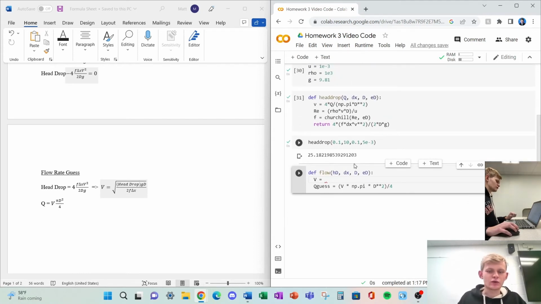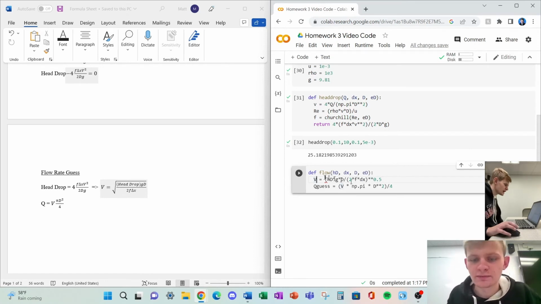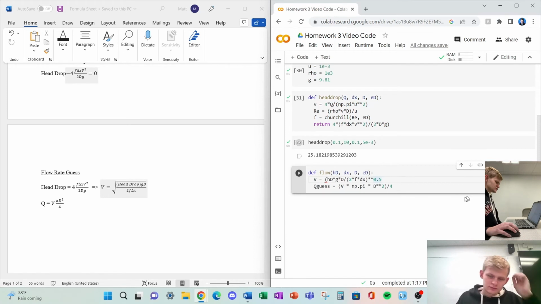In here, our velocity is going to be found by having an equation that's going to be the square root of our given head drop multiplied by our gravity times our diameter, and then divided by 2 times our friction factor times our delta x. So this is our velocity equation.